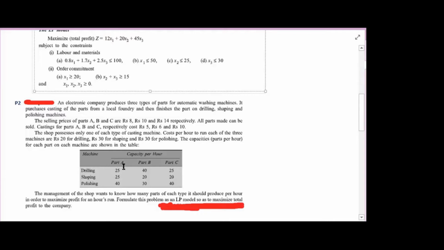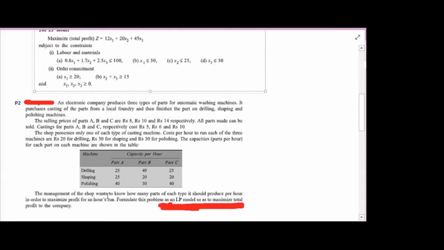अगर हम 1 आवर में ड्रिलिंग करना चाहें तो आप 25 कंपोनेंट का कर सकते हैं ए के, 40 कंपोनेंट का कर सकते हैं बी के, 25 का कर सकते हैं सी के. Similarly, for shaping we have 25 components. We can perform shaping of 25 components of A in 1 hour, and 20 components of B in 1 hour. Similarly, 20 components of C in 1 hour.